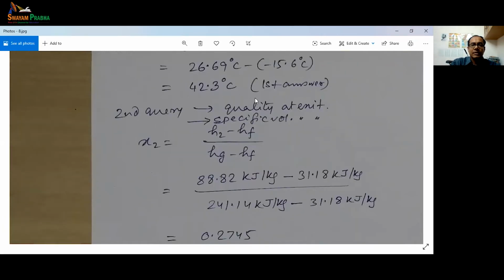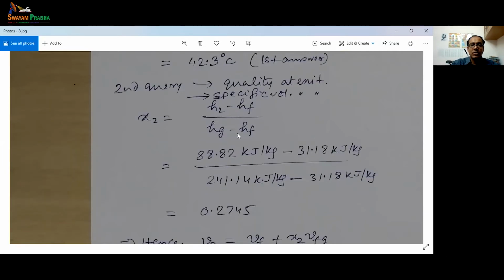Now other than the temperature drop, what else did we need to find here? That was the quality at exit, and the specific volume at exit. So the quality of the vapor, we have seen that it's within the two-phase region, so we'll know that a certain portion of that will be vapor and the rest will be liquid. So that's what we need to find out, the quality at exit.